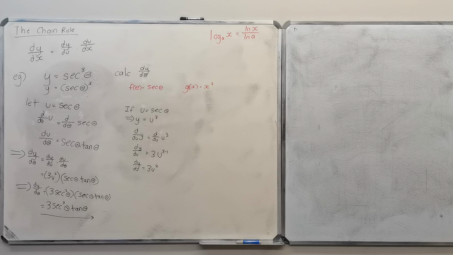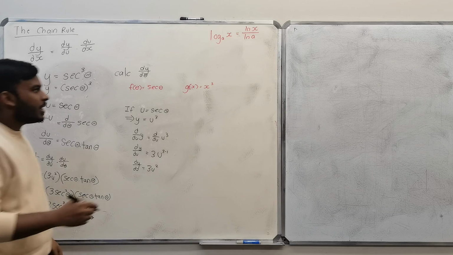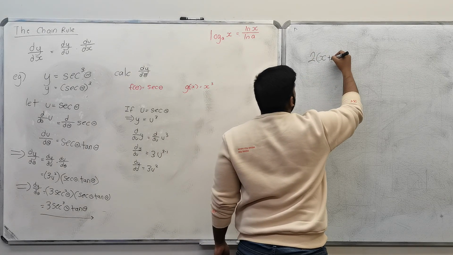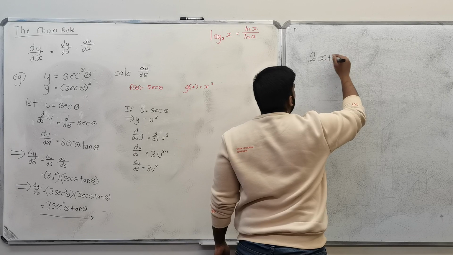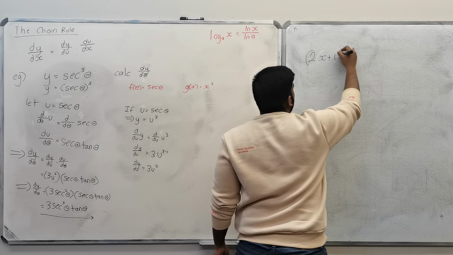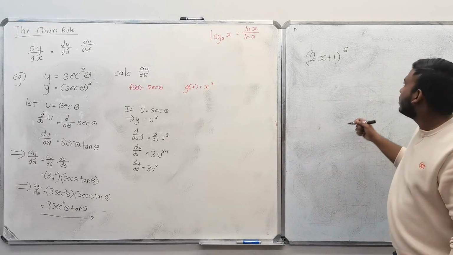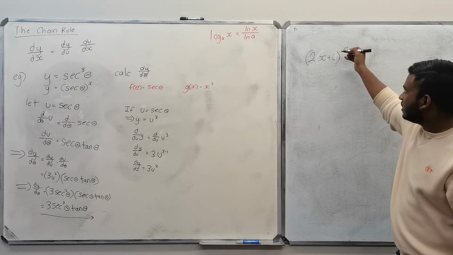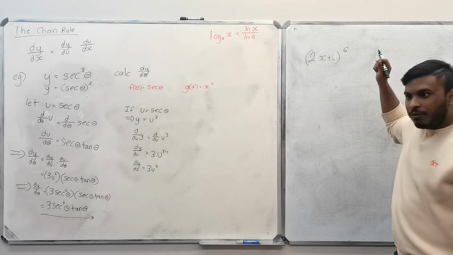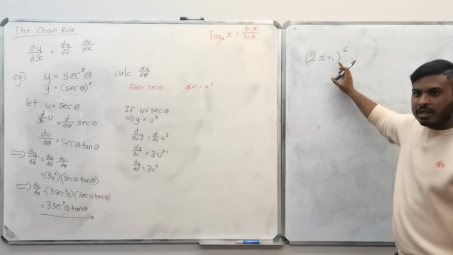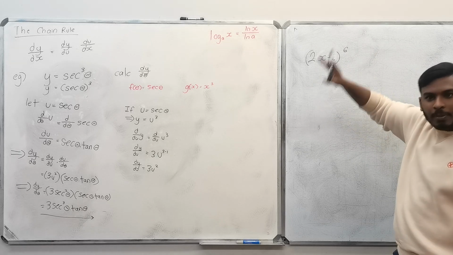I'm just going to show you with one example what they mean by that rule. So if they told you 2x plus 6 to the power 6, the example. Okay, the function of a function. One function is 2x plus 6. The other function is that bracket to the power 6.